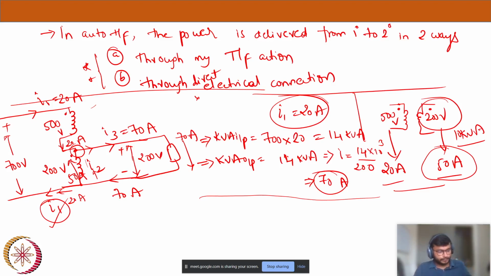So yeah, I forgot to tell you. There is another way of finding these currents as well. I told you there are two ways. One way is through kVA balance, which I did, and there's another simple one. I will just show it here.